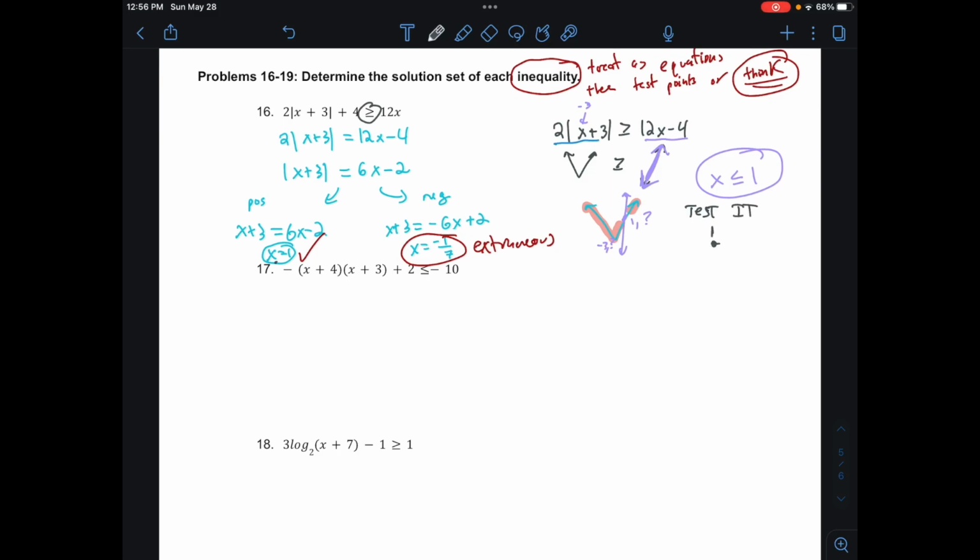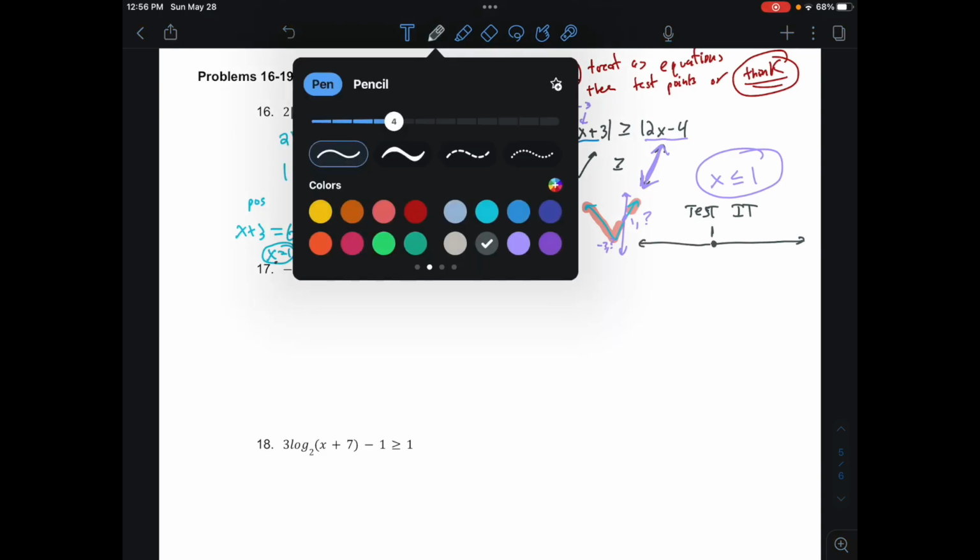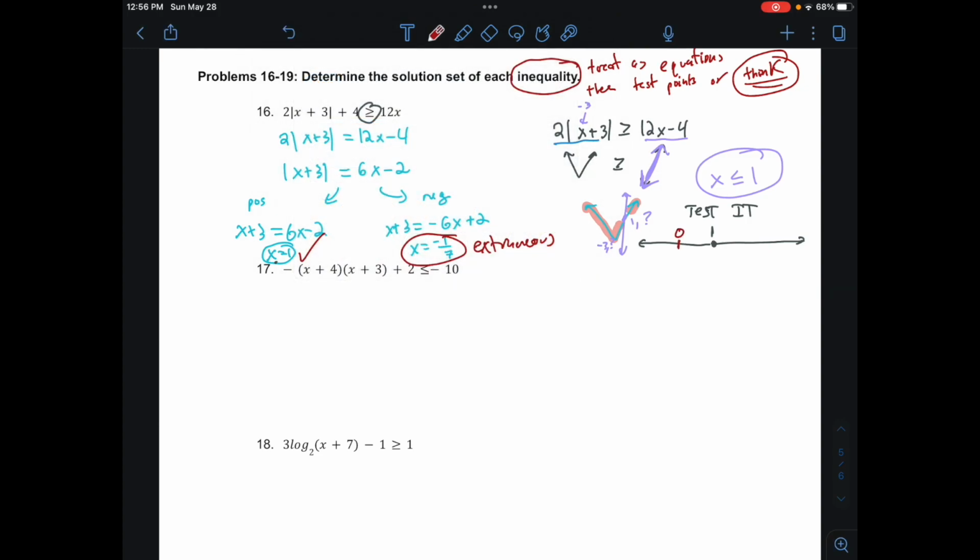So we can say, here's 1. Here's some numbers to the left of 1. Here's some numbers to the right of 1. Say I pick a number such as 0, okay? And I plug it in here. Let's do it down here. 2 times the absolute value of 0 plus 3 is greater than or equal to 12 times 0 minus 4. 2 times 3 is greater than or equal to negative 4. That's true. Okay, so this works. So I want this piece of the solution, and I'm happy. So that is x less than or equal to 1, which we said.